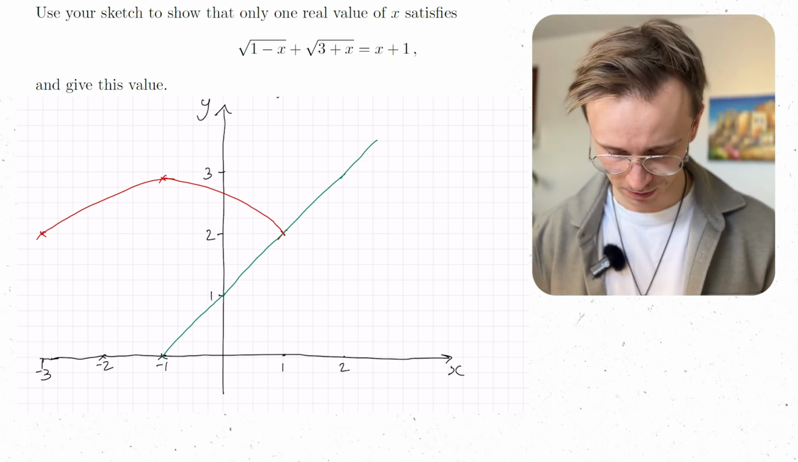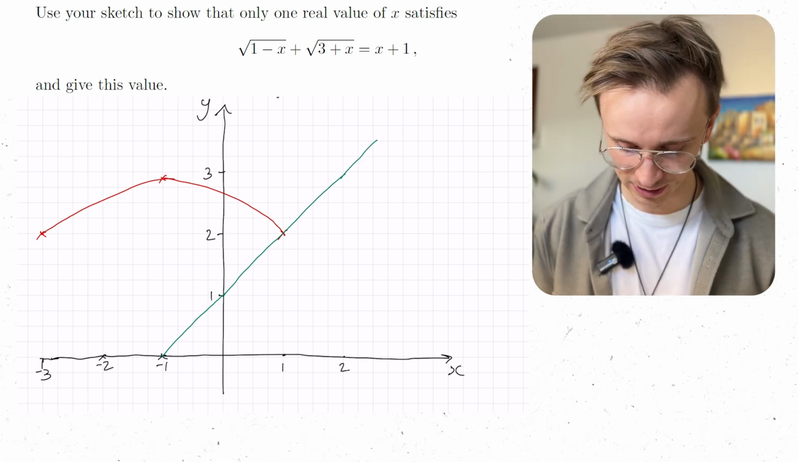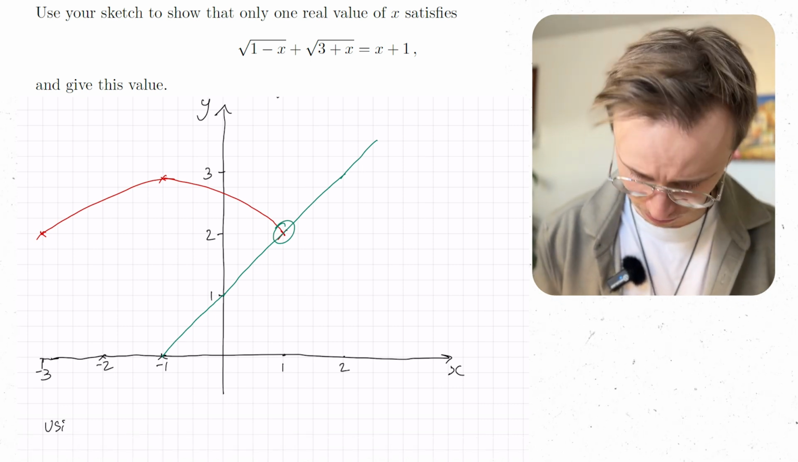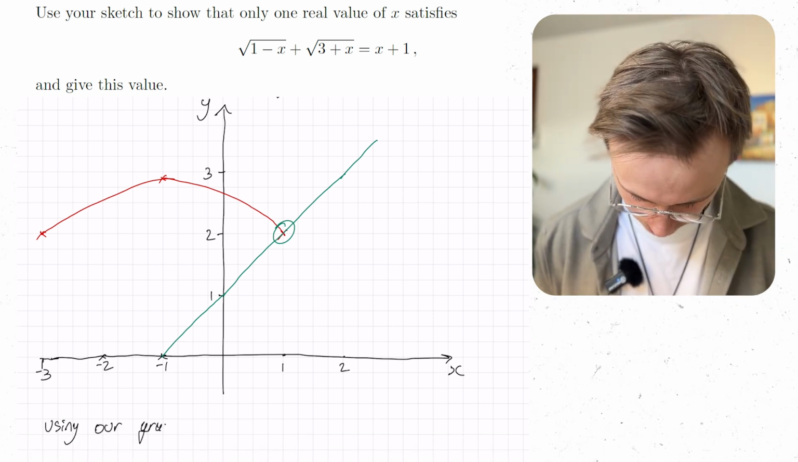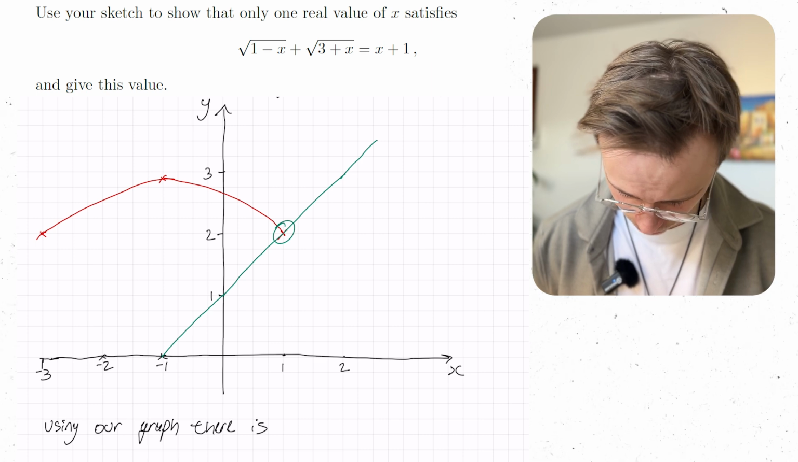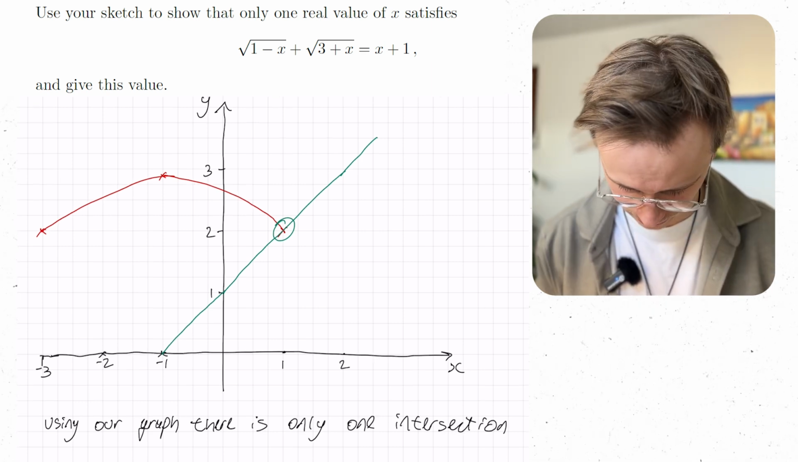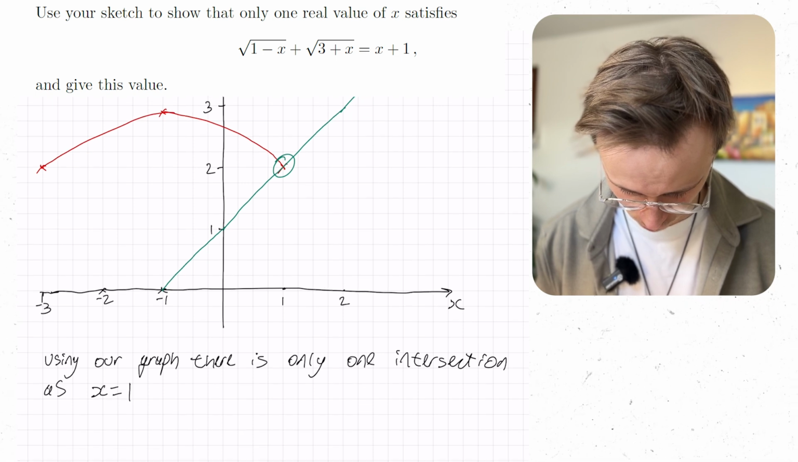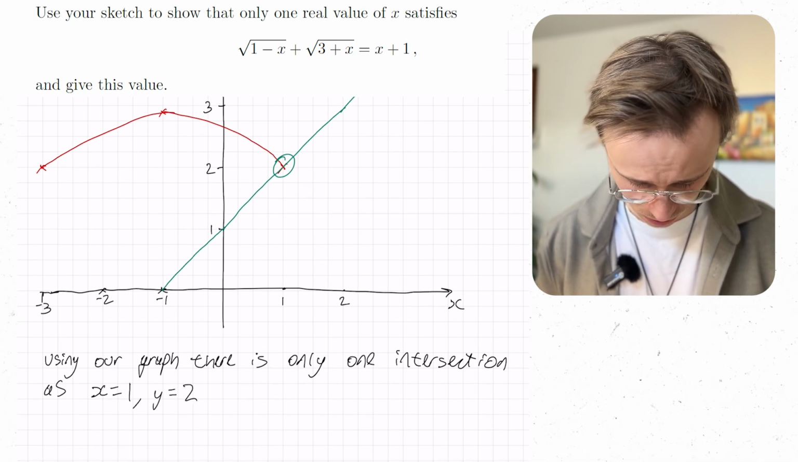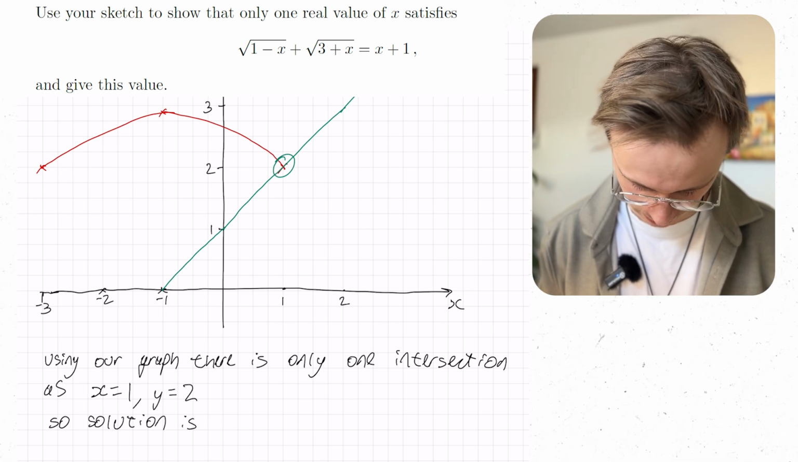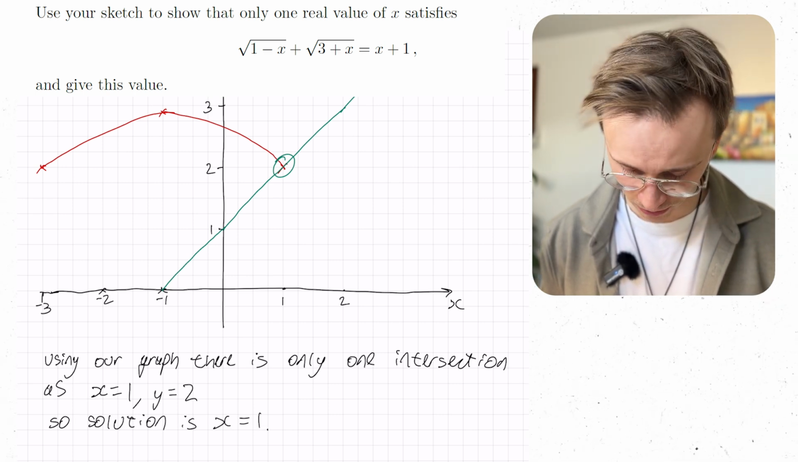And that's pretty easy. So the only solution is clearly at this point here. Using our graph, there is only one intersection at x equals 1, y equals 2. So the solution is x equals 1.